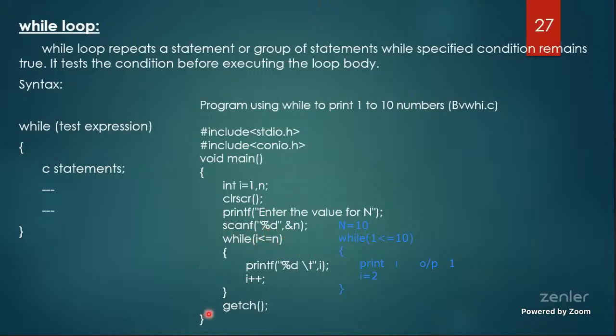When this condition becomes false, you will be moving out from this block. Out from this block means what you have? Here you have getch. Very good. That is the next statement, getch. So getch means what? All the output, whatever you have printed over here, that will be generated in the console screen. So it will be printed in the console screen.